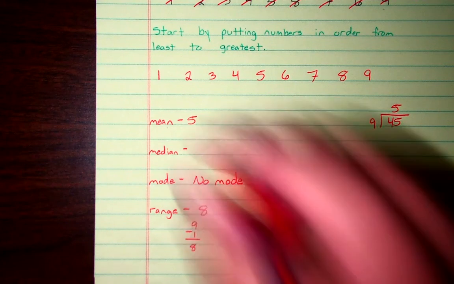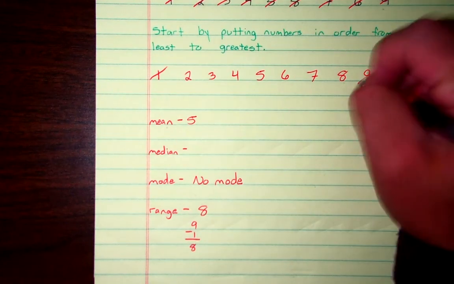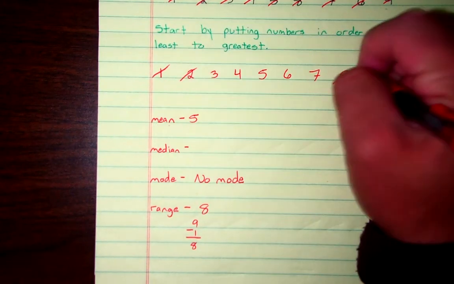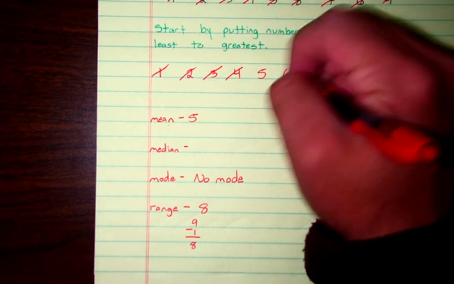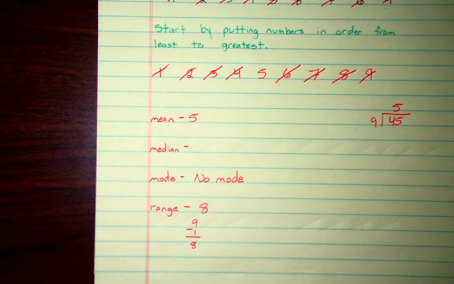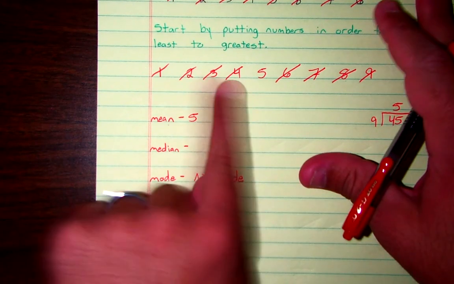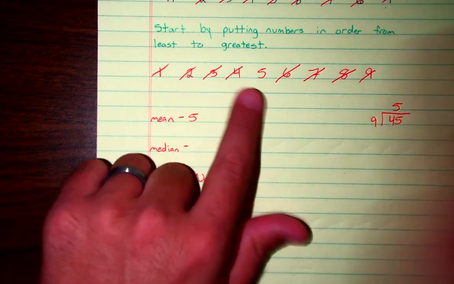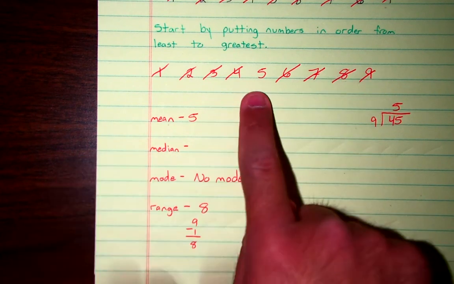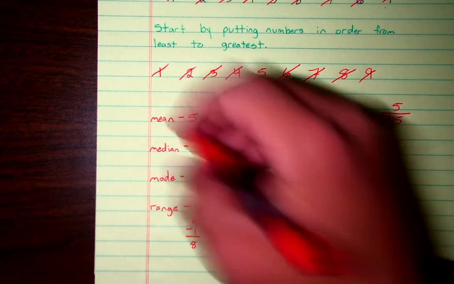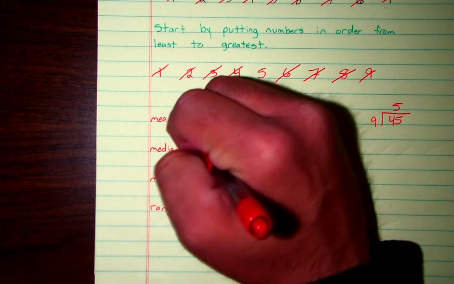Let's find the median. 1 off the front, 1 off the back. 1 off the front, 1 off the back. Take 1 off the front, 1 off the back. Off the front, off the back. Oh! Look at this. Notice how I took 4 numbers off the front and 4 numbers off the back. Therefore, my middle number is 5. My median is 5.